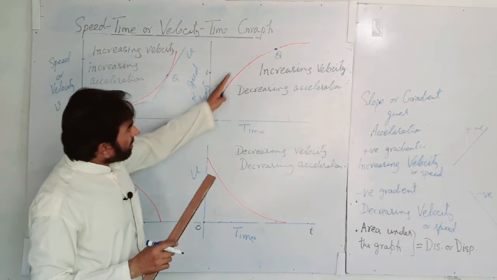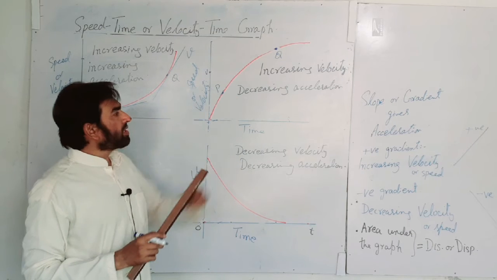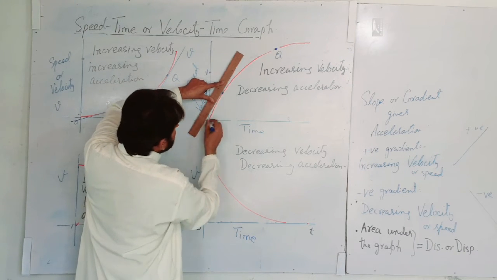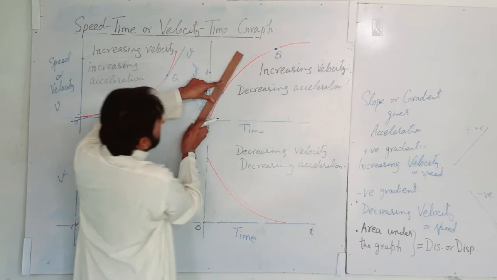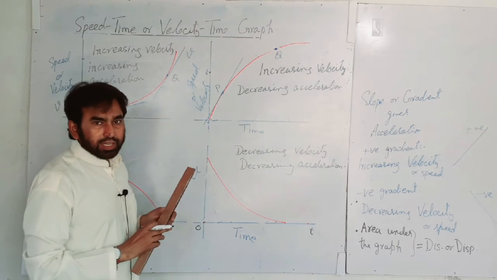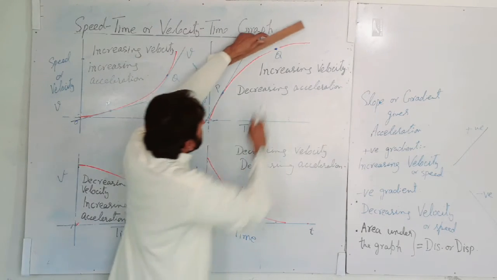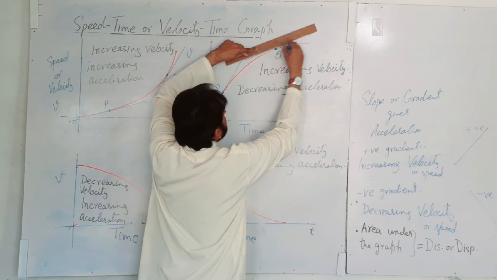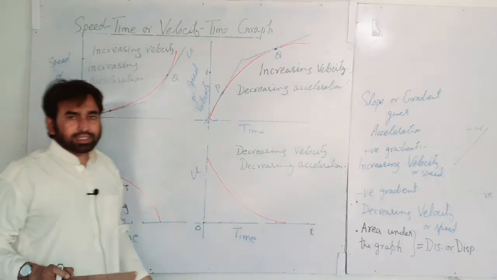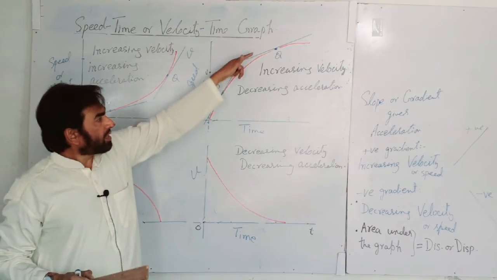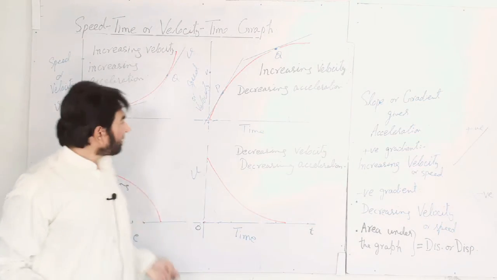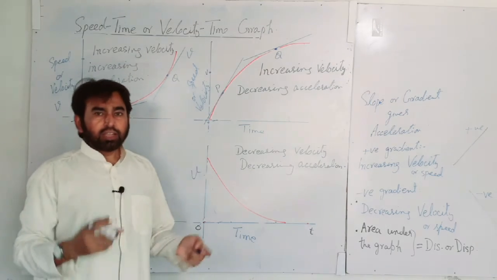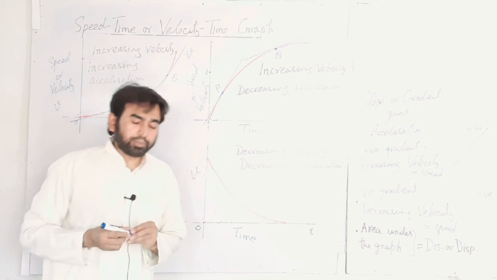Now here again the velocity is increasing but acceleration is decreasing. How is acceleration decreasing? Again I am taking one point P and drawing a tangent at P. You can observe that this tangent at P is steeper, but the tangent at another point Q on the same curve is less steep. So this shows that the acceleration is decreasing. Okay, so this is increasing acceleration and this is decreasing acceleration. In both the cases the velocity is increasing.